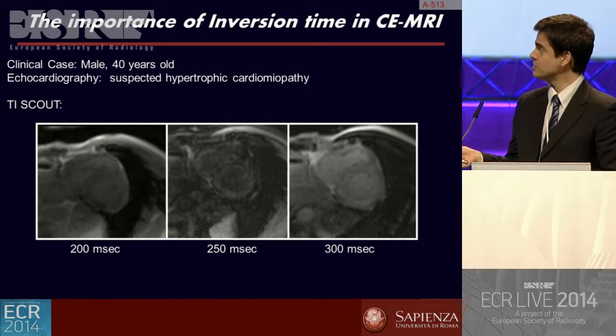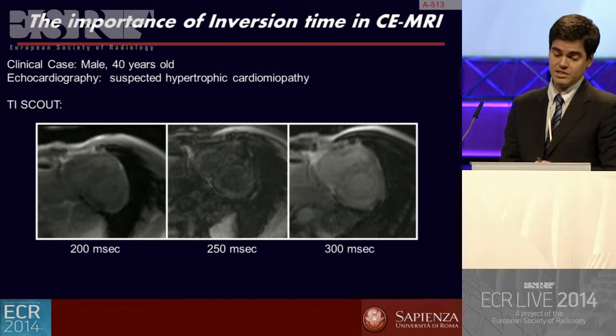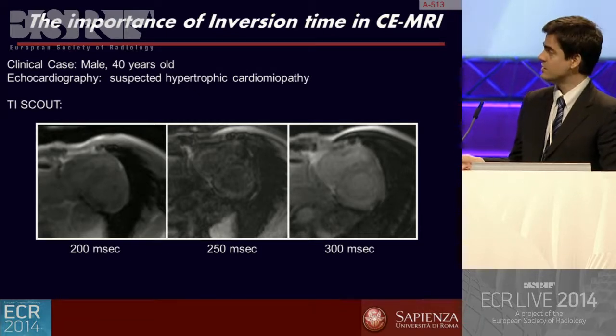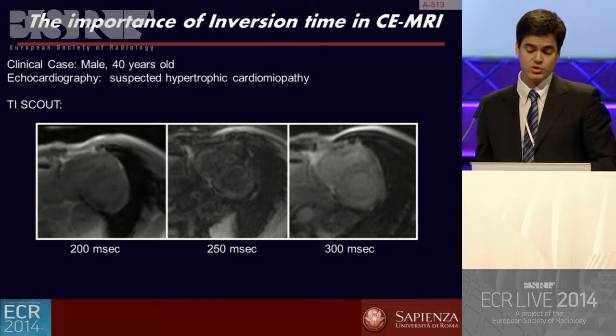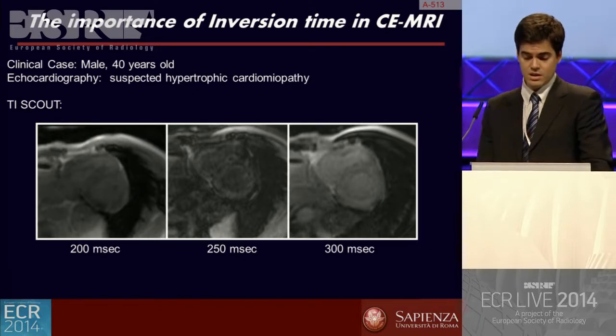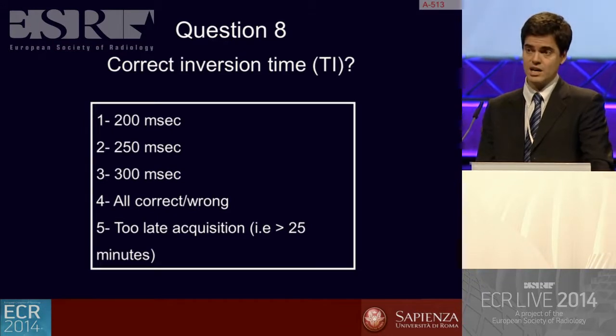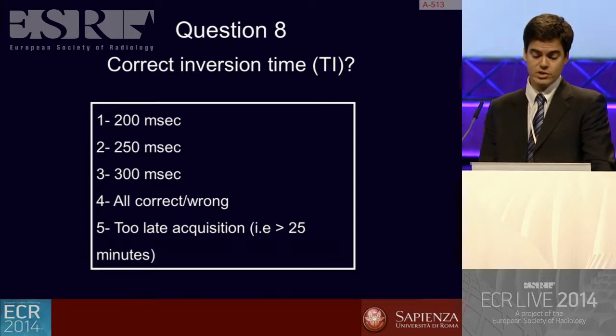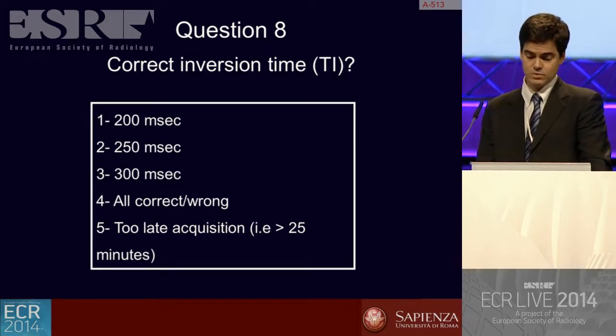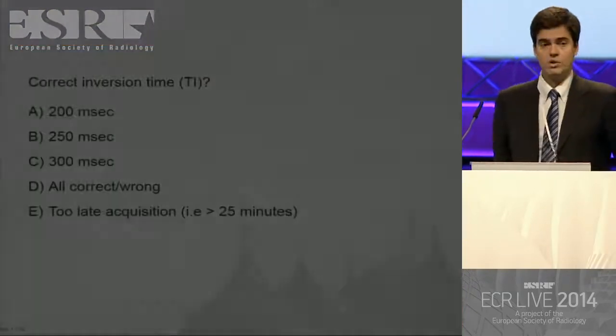But look at this patient, 40-year-old male, again, suspected hypertrophic cardiomyopathy. These are the spectrum of inversion times applied. So my question, what is the correct inversion time? And I will briefly get back to the images so that you can think about 200, 250, 300, all correct or wrong, or we did a too late acquisition, for example, more than 25 minutes. What's your idea?